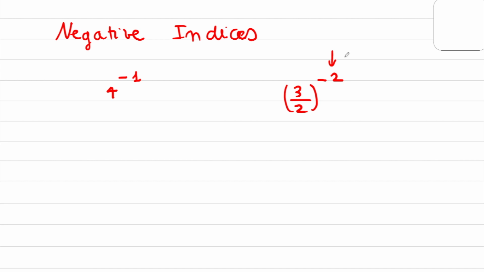So this is very complicated for calculating. So I want to change from negative to positive. So what should I do? I will make the reciprocal of the base number, and then I will change the negative integer to the positive integer. 3/2 will take its reciprocal, and you will get 2/3 like this one.